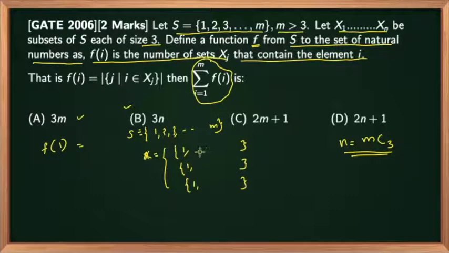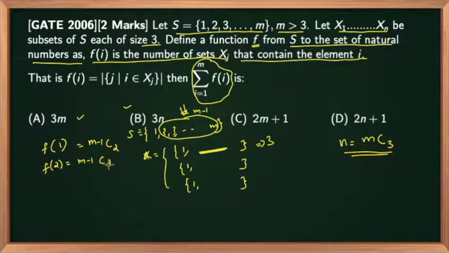Now I can fill the remaining 2 values here. I can take any 2 values from the rest, but I cannot take 1 because I already kept 1 here, and my set size should be 3. So from the remaining m minus 1 elements, I have to take exactly 2 elements. So the value of f of 1 will be equal to (m minus 1)C2. Similarly, f of 2 and f of 3 should also be equal to (m minus 1)C2.